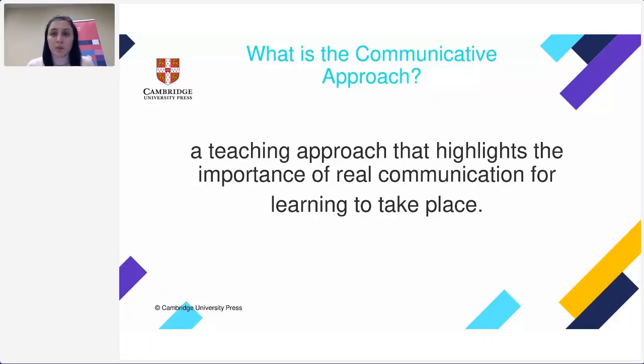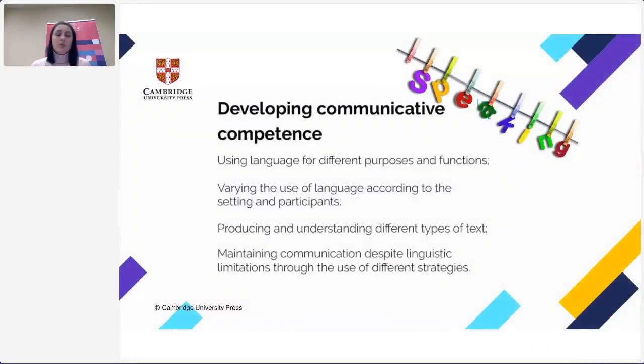In order to avoid it, I'd like you to draw attention to the ways how to develop communicative competence. First of all, it's using language for different purposes and functions. What does it mean? It means that during our class, we need to use language for different purposes, not only in the points where it's just written speak or speaking. We should start our speaking process from the very beginning.